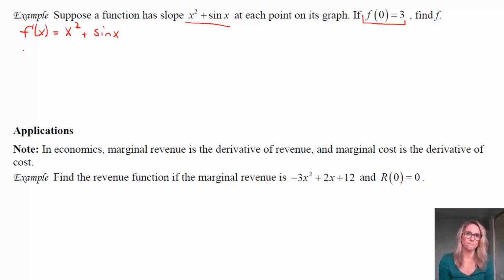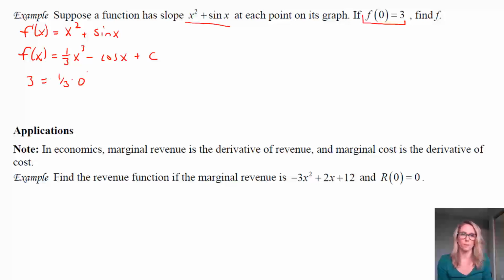So we're back. And the original function here, we've already seen a lot of this today, 1/3 x cubed. We're going to have the antiderivative of sine. We know that that's a negative cosine of x. And then I'm going to put my plus c. I'm going to use my initial condition that when I plug in 0, I should get 3. I'm just plugging in my 0. Of course, that's gone. And cosine of 0 is 1. So that tells me that c equals 4.